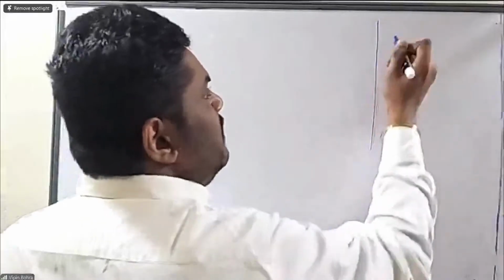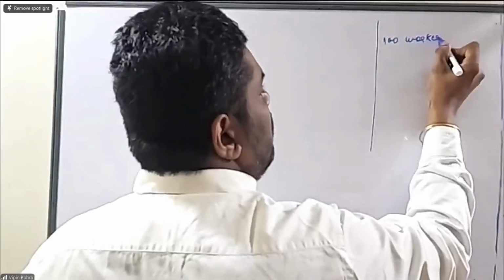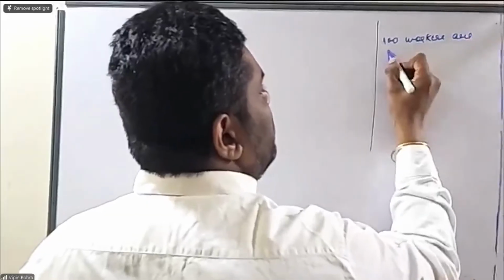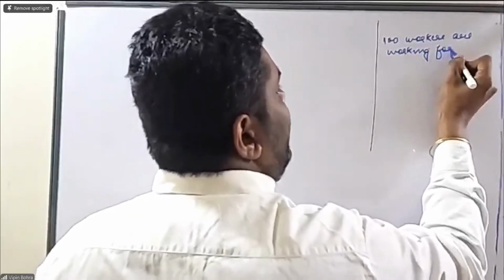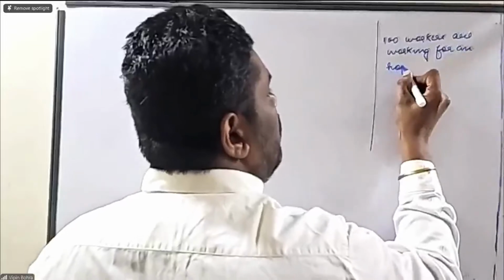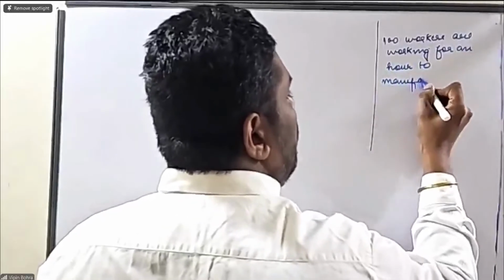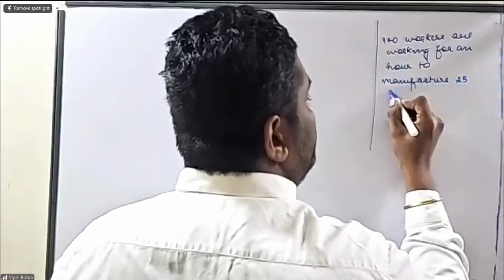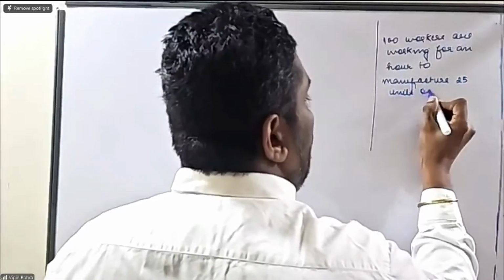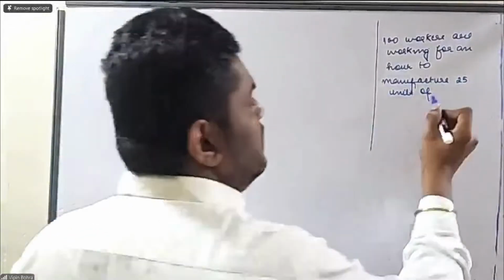So they are saying 100 workers are working for an hour to manufacture 25 units of EXE.